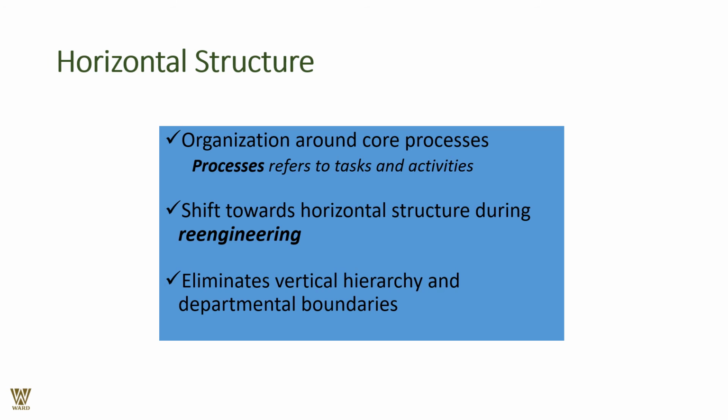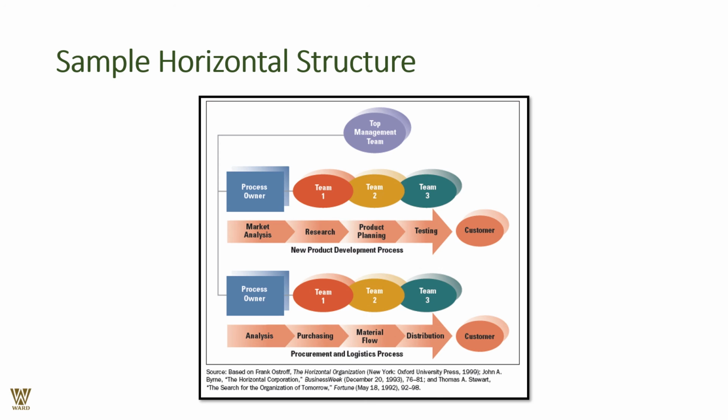Let us move to the horizontal structures. Organizing around core processes refers to horizontal structures. Let's say the processes might be task oriented or activity oriented. A shift towards horizontal structures during re-engineering eliminates vertical hierarchy and departmental boundaries on an as-needed basis. Now, this is a sample horizontal structure. It's almost like a cylindrical or vertically longest structure as the case might be.